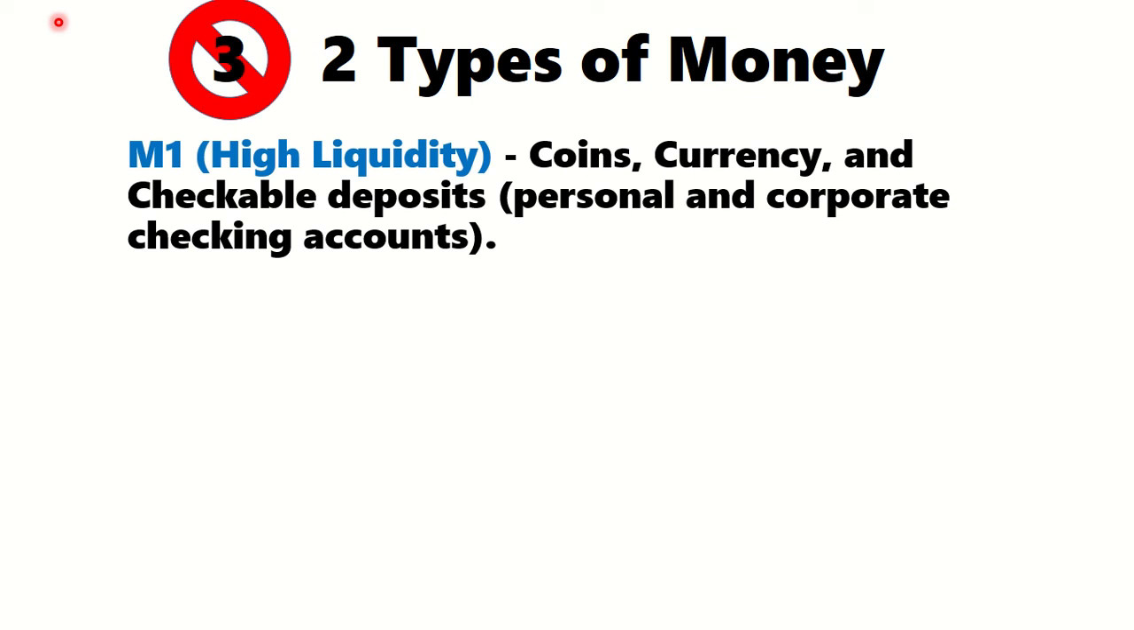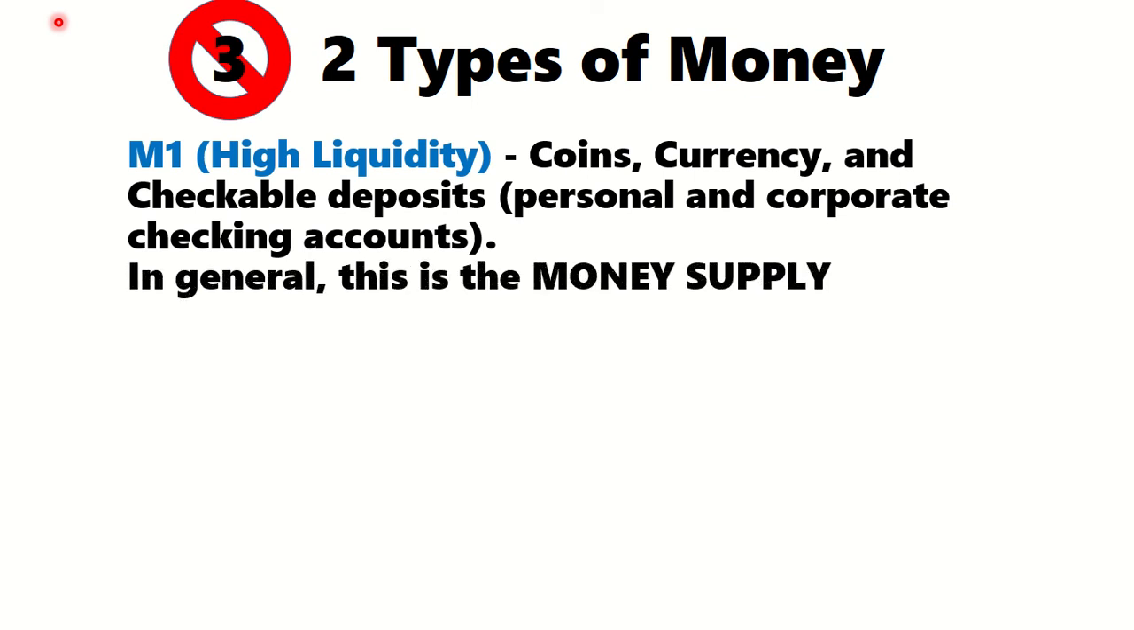So M1 is basically what we would consider the money supply, and we'll talk about this money supply in a little bit. And then banks kind of, I don't want to say hide their money, but money starts to get tied up into accounts that aren't as easily accessible to people. And so money becomes harder and harder to retrieve when we get into M2 type money and then M3 type money. So M1 is basically high liquidity.